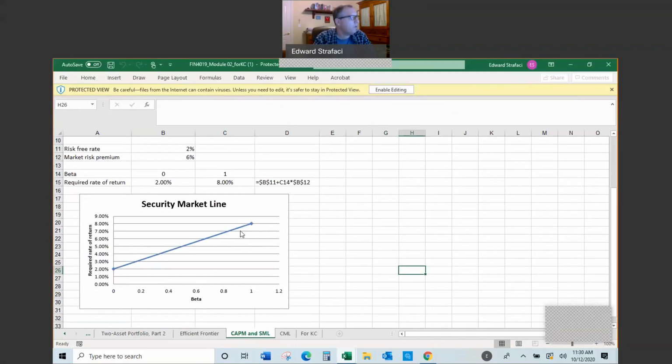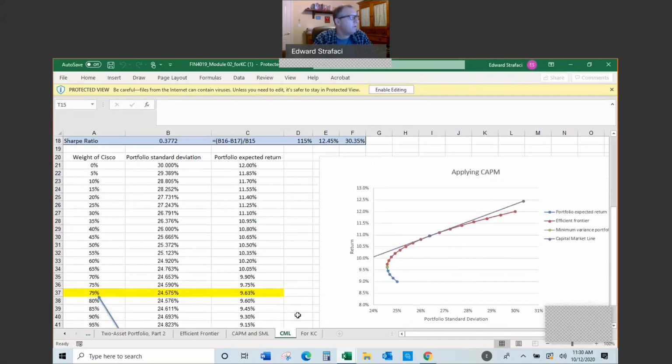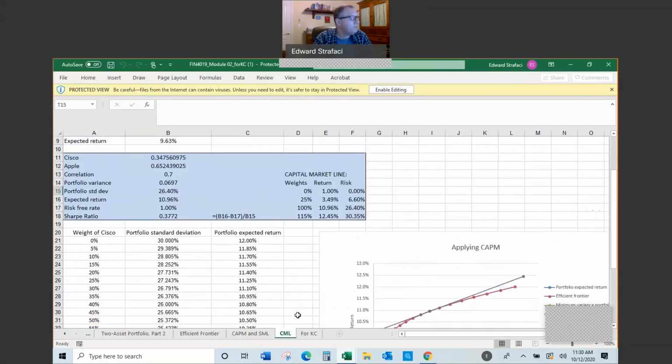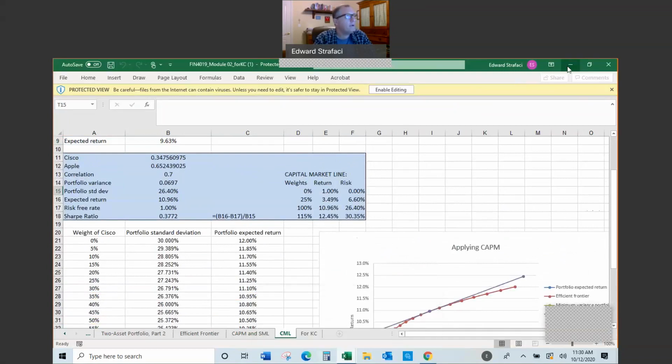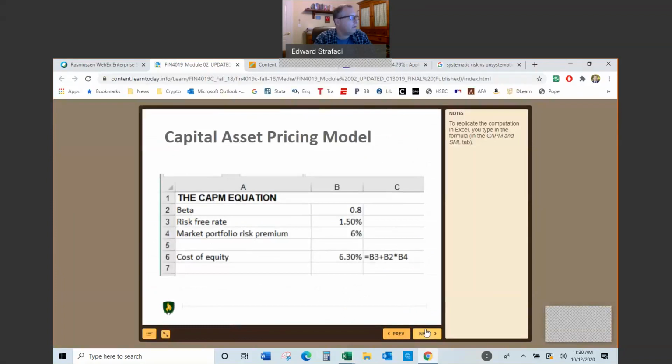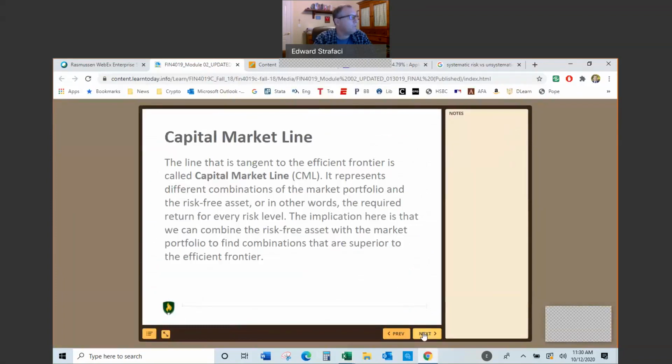Notice it's an upward sloping curve, and it should be, because return should increase with risk. The capital, when I apply it to the CML, which represents the different combinations of the market portfolio and the risk-free rate. Now I'm looking at the entire portfolio based on how the whole market would look.